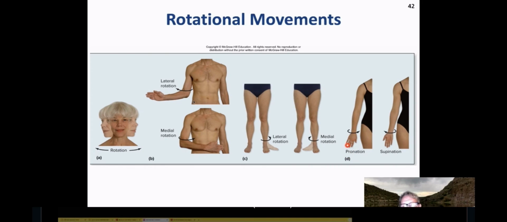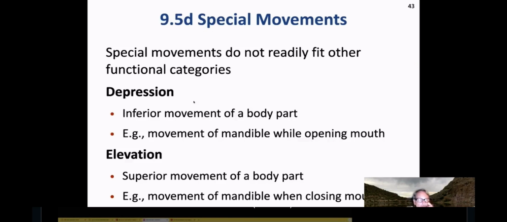It's pronation, so they've poured it out. Supination, so they're able to carry soup. Three more special movements. The easiest to understand is the scapula. I can elevate, going superiorly, or I can depress, going down. You can also do it with the mandible. Depression and elevation. A beautiful way of telling someone to shut up. Please elevate your mandible. Good stuff.